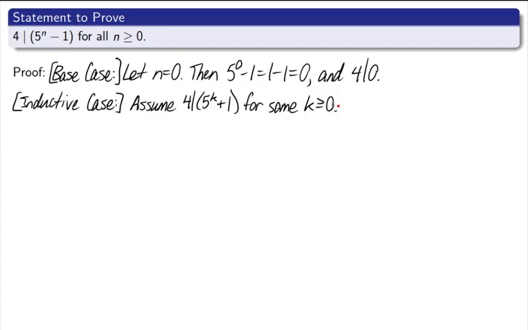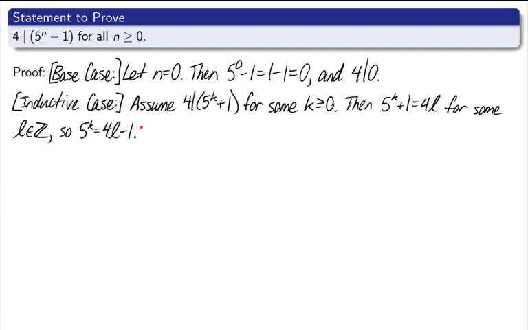Assume 4 divides 5 to the k plus 1 for some k greater than or equal to 0. Now this time, before I write down what I'm trying to show, let me actually write out what this means. Then 5 to the k plus 1 equals 4l for some l in the integers. Remember, that's the definition of divisibility. So 5 to the k equals 4l minus 1. This statement here will come in handy when we're trying to use our inductive hypothesis.